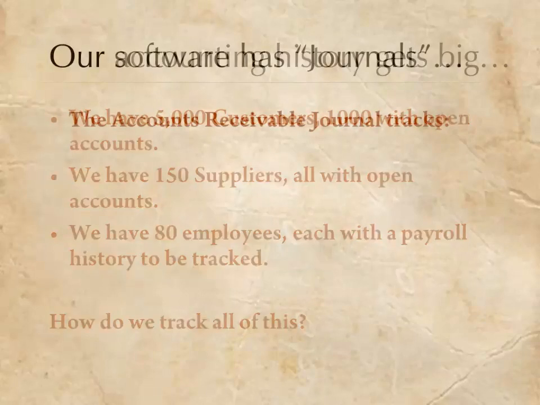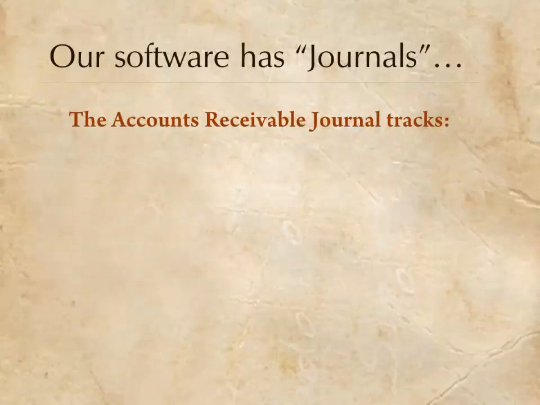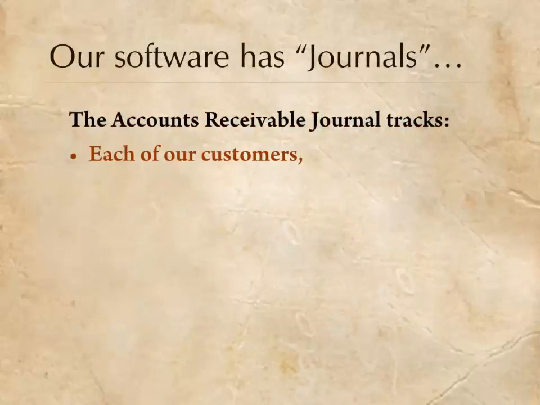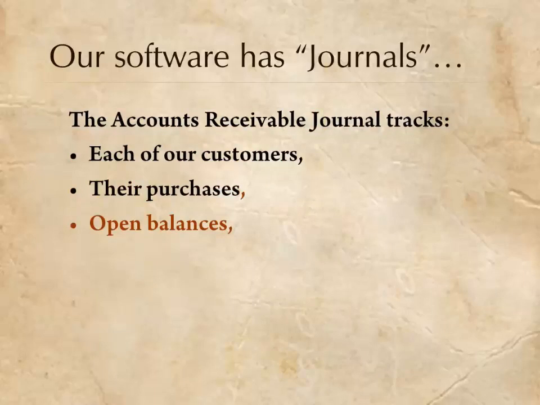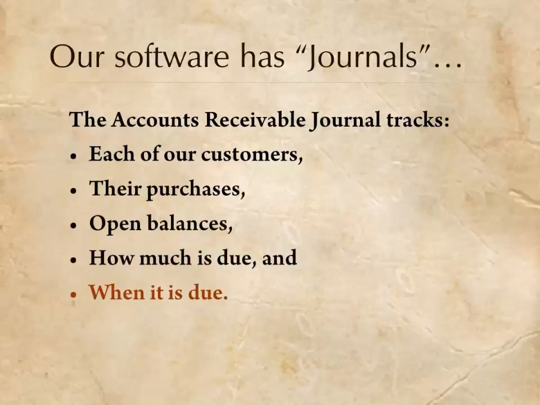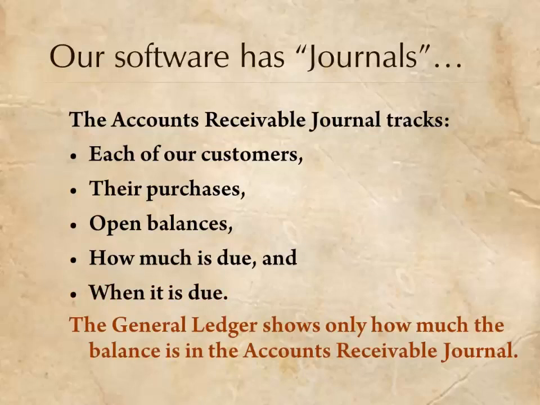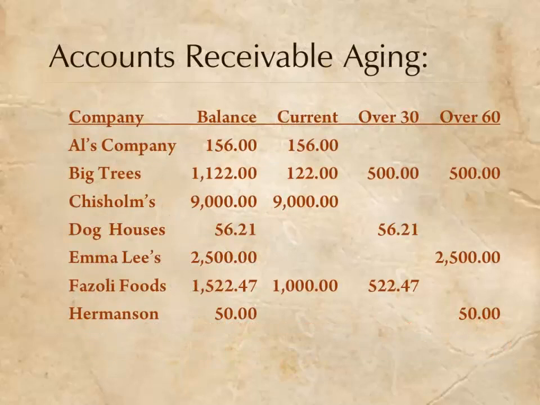A-Systems software has journals. The accounts receivable journal tracks each of our customers, their individual purchases, their open balances, and their invoice numbers, and how much is due and when it's due. The general ledger shows only the accounts receivable balance, or the amount of all unpaid customer billings. All of the other details are tracked in the accounts receivable journal. We can see the aging there.